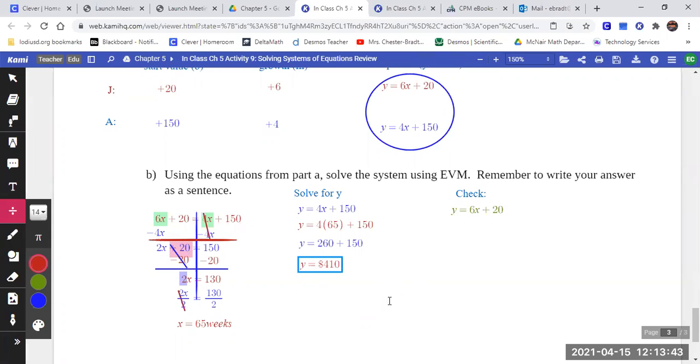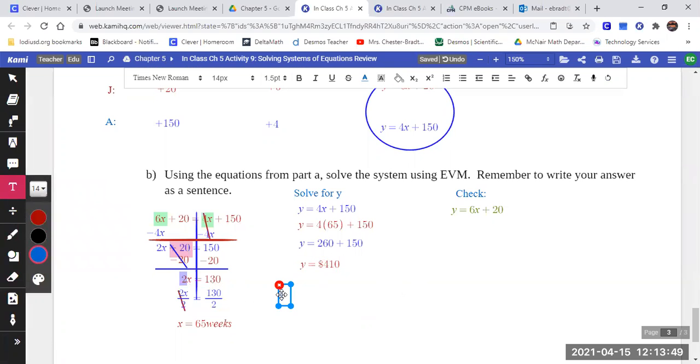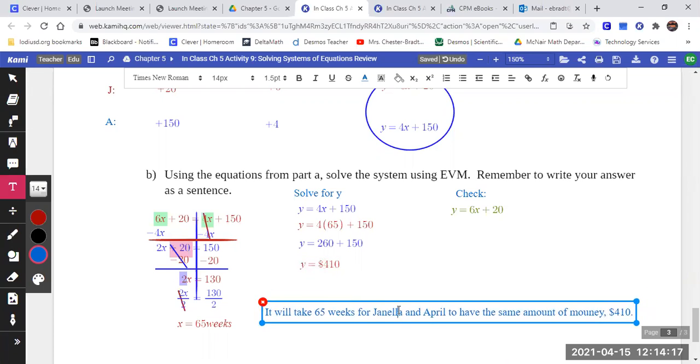Okay. So we need to answer our question and then check our solution. It will take 65 weeks for Janelle and April to have the same amount of money. And that's $410, right? Your answer has to be a sentence because this is a word problem.